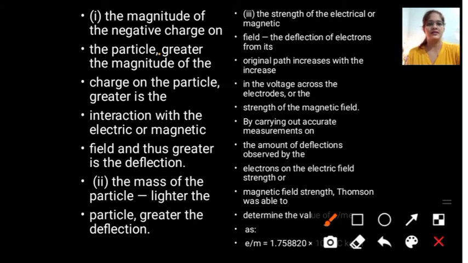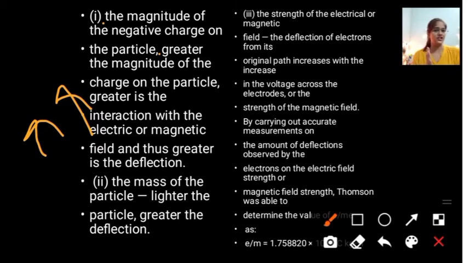Look at the first point. When he is making the magnitude of the negative charge greater, the charge of the particle is getting more, and then the interaction of the particle with the electric or magnetic field is getting more. So it is directly proportional to the magnitude of the negative charge.